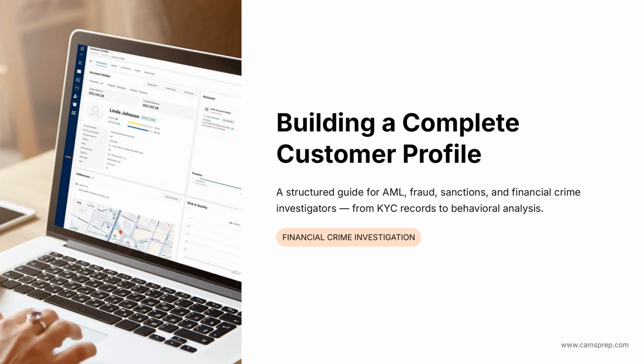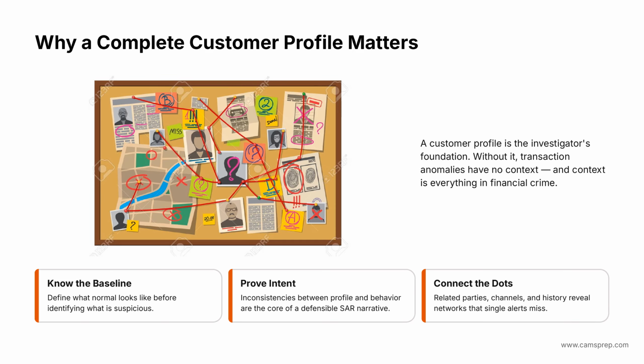every investigation you work. Why does a complete customer profile matter? Because it is the investigator's foundation. Without it, transaction anomalies have no context, and context is everything in financial crime. Think of it in three parts. First, know the baseline. You must define what normal looks like before you can identify what is suspicious.